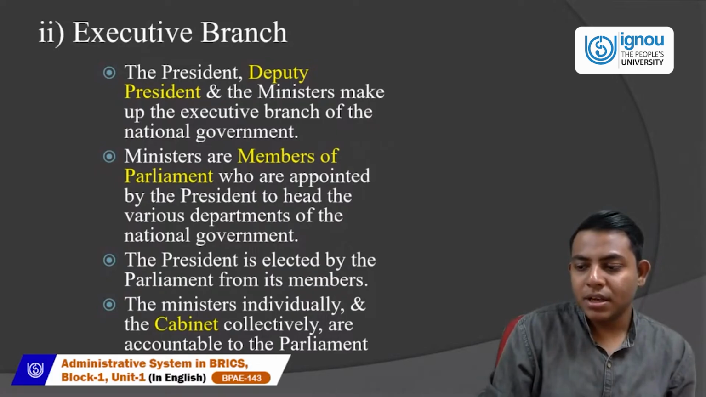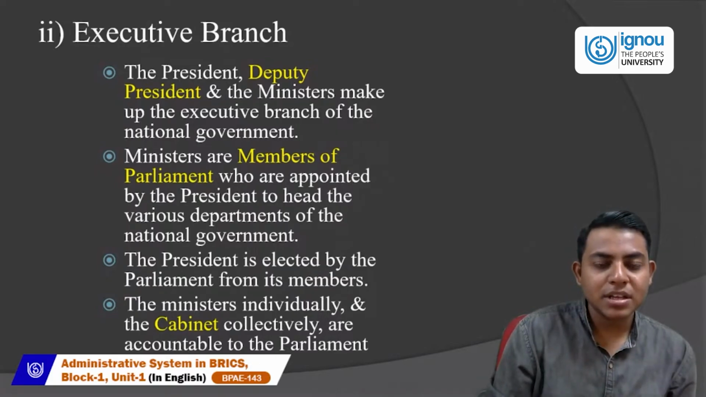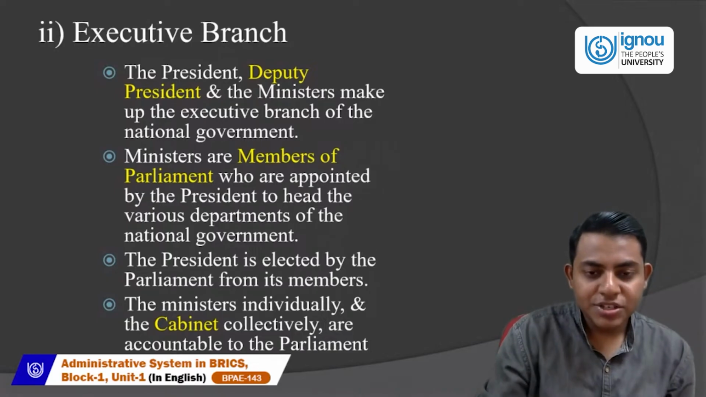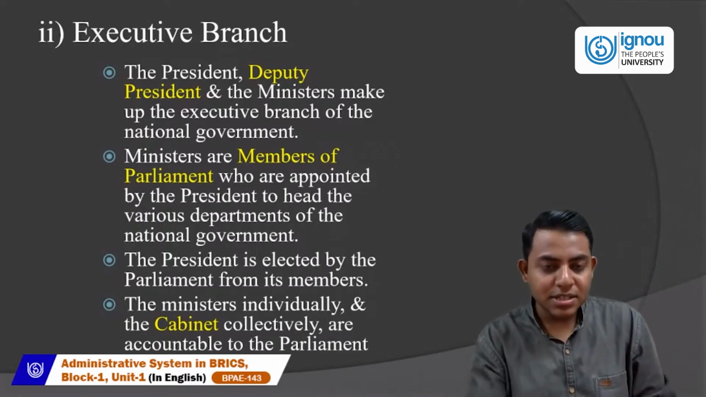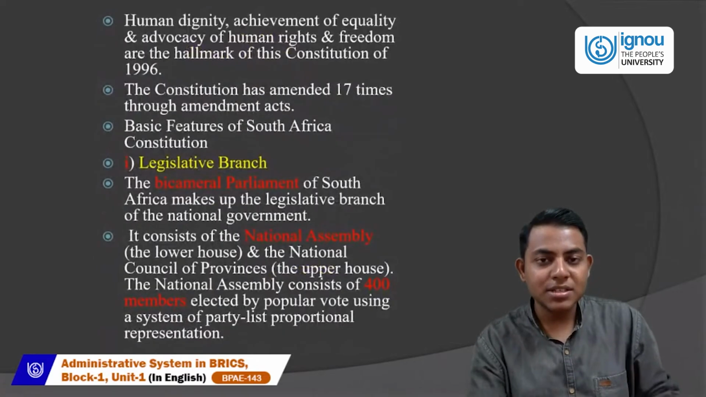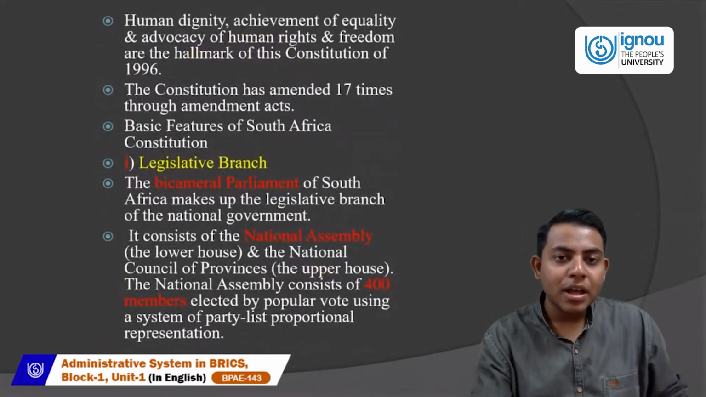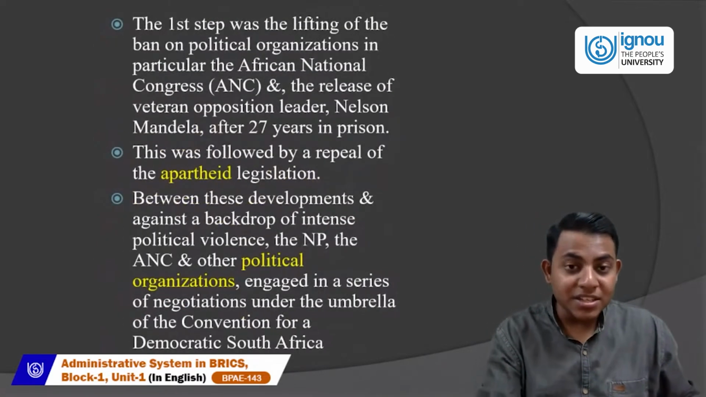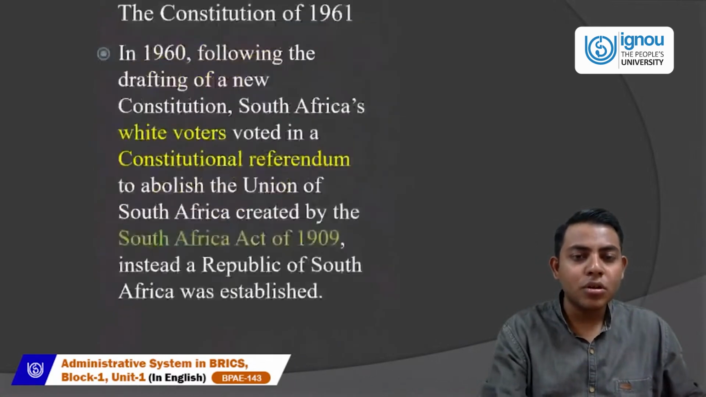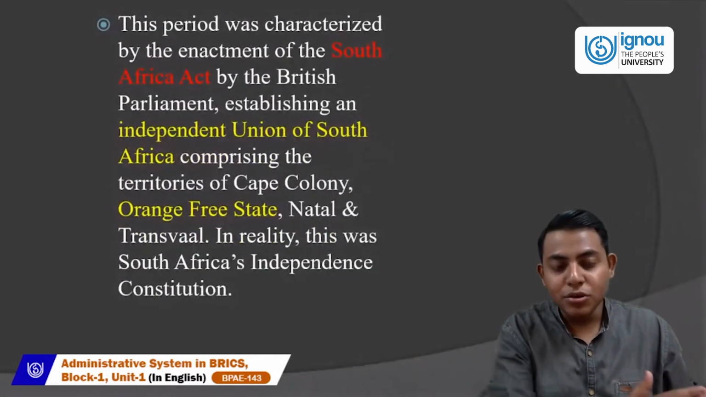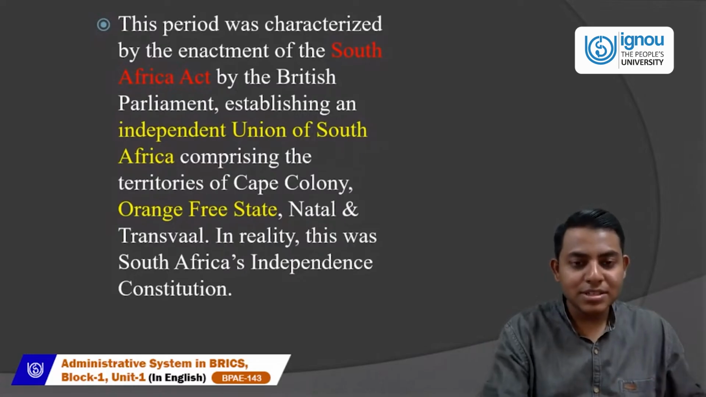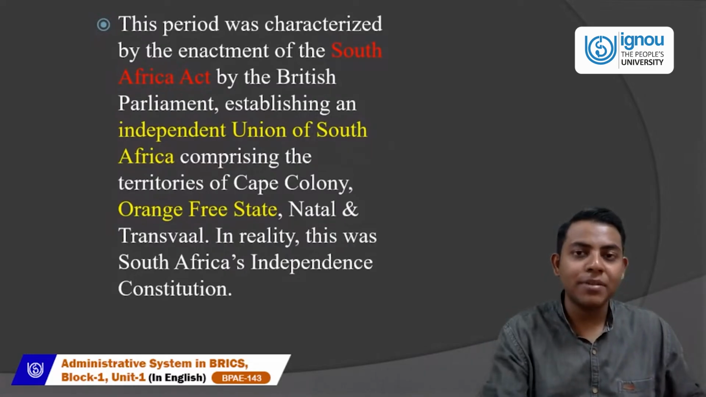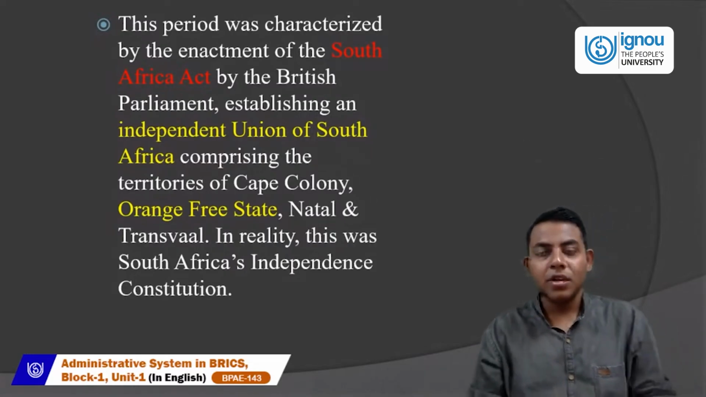So in today's class, we have discussed the constitutional framework of Brazil, Russia, India, China, and South Africa. We have discussed their constitutions, their parliamentary structure, their executive structure, and also the evolution of their constitutions over the years. And also we have discussed the judicial system that is prevalent in all these BRICS nations.